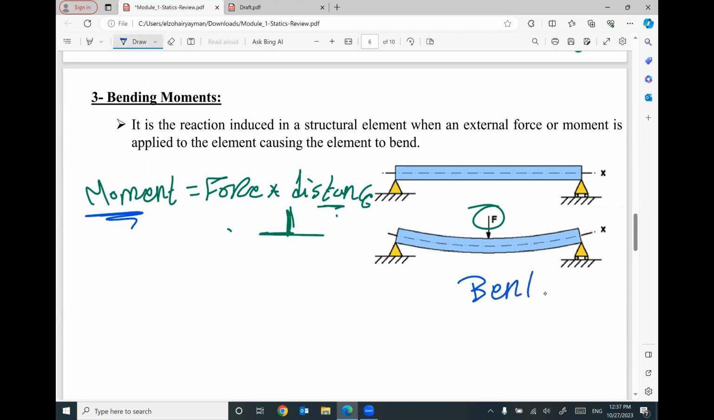it will bend. What do you mean by bend? The original shape of your beam is straight. After you have a moment, this straight line will be a curve. That means your beam started to bend due to the effect of bending moment.